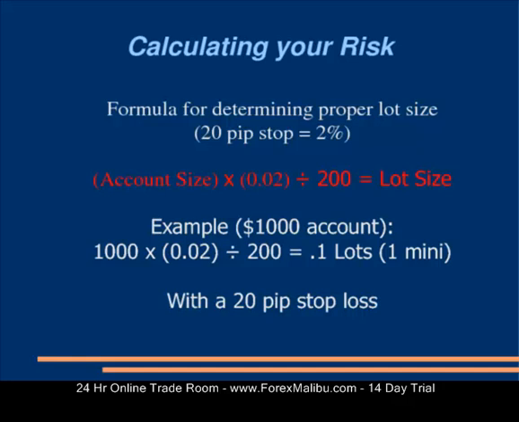That's how many lots. So let's use the example of a $1,000 trading account. We take 1,000 multiplied by 2%, divided by 200, equals 0.1. That's 1 mini, because the standard is 1.